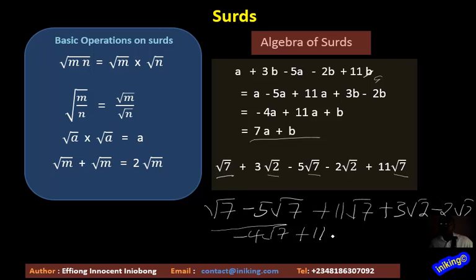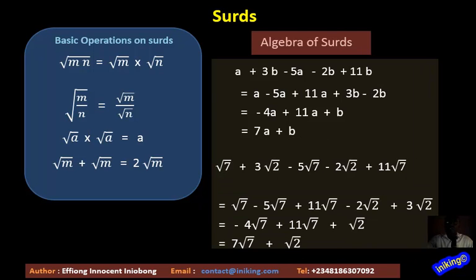Then plus 11 root 7. Minus 4 plus 11 should give us 7. So that's 7 root 7. And then 3 root 2 minus 2 root 2 should just give me a single root 2. 3 minus 2 is 1. And that's positive 1 root 2. In algebra, you don't have to write the 1. So that's it there in a simplified form.